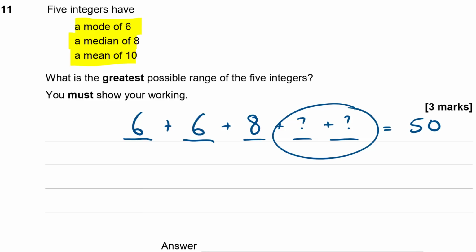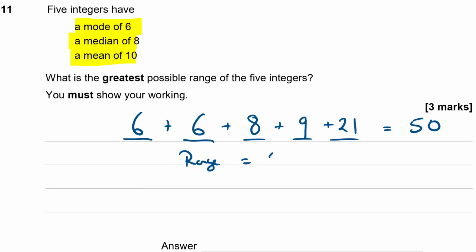The first number can't be 8 because then it would be bimodal, so the smallest value this one can be is a 9. So then the largest one that this one on the end can be is 21. Does that work? 6, 12, 20, 29, 30, 50. That's right, isn't it? So then the range of this is going to be 21 minus 6, which is 15. That's the largest it can be. So, what is the greatest possible range? The greatest possible range is 21 minus 6, which is 15.